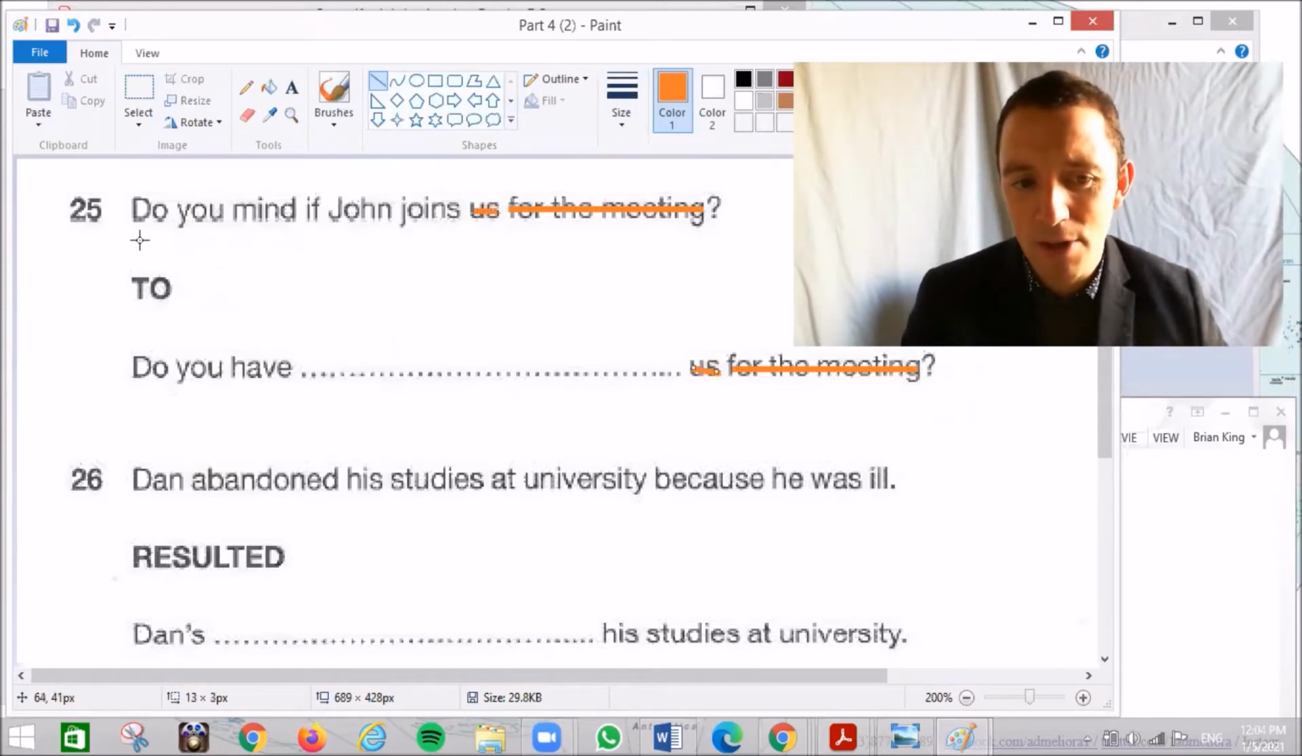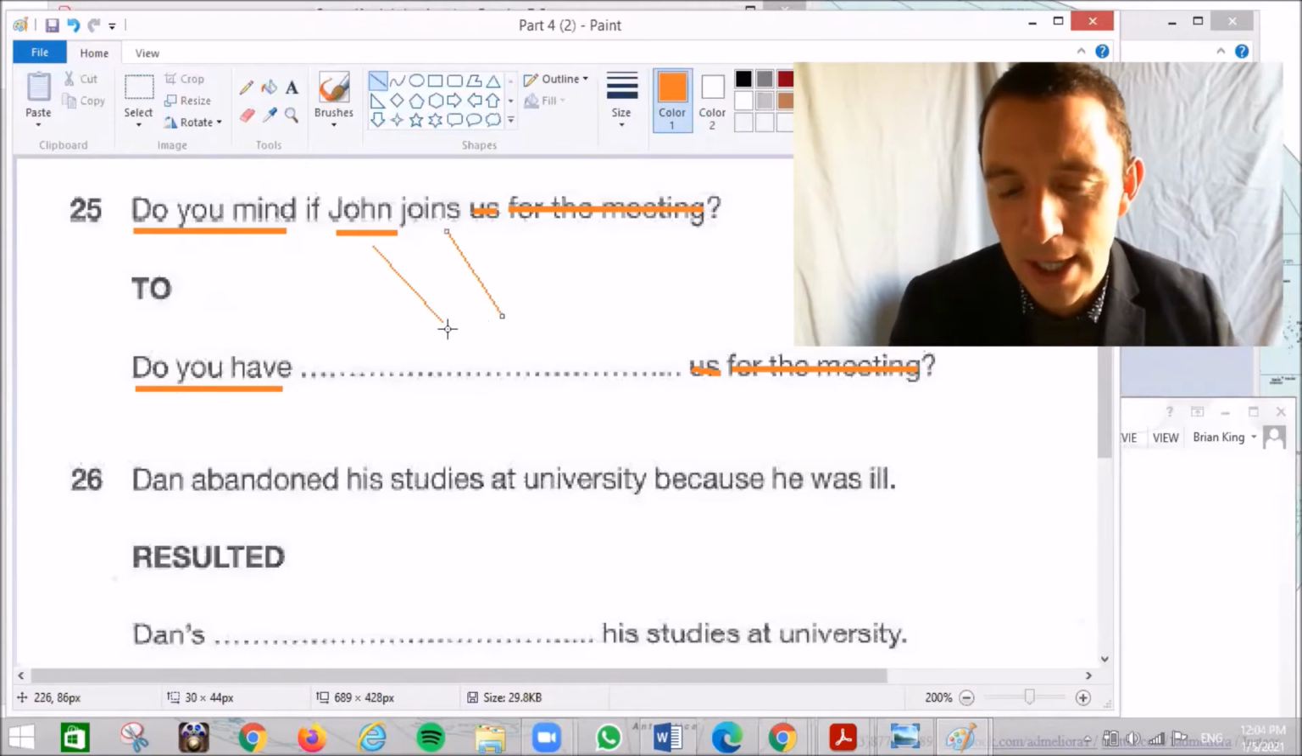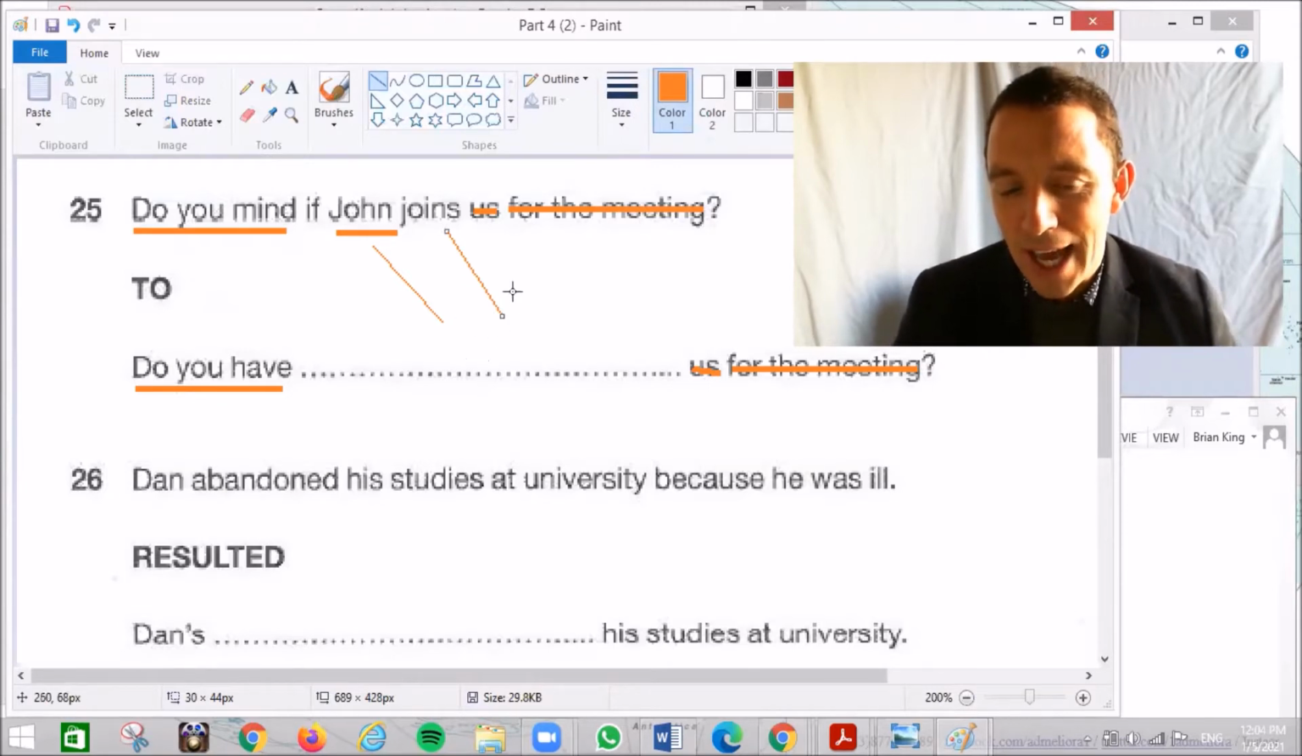And now we have to calculate. "Do you mind" is a different structure from "do you have." And basically, John, we probably need to include also John here in the sentence at some position or at some point. And also the verb joins, we need to include in the sentence at some point. So again, from your instinct, you need to calculate all the words. So: do you have something, John, join us for the meeting?